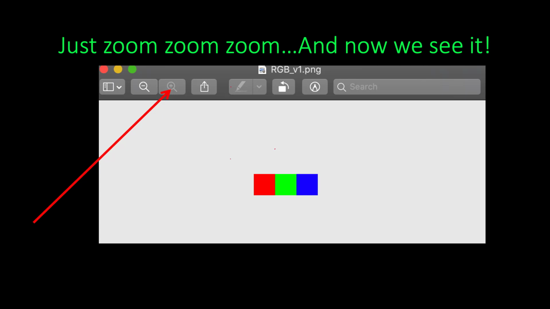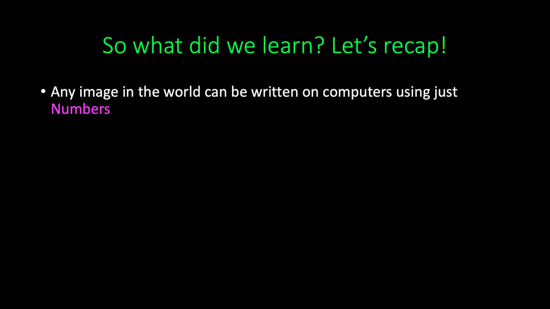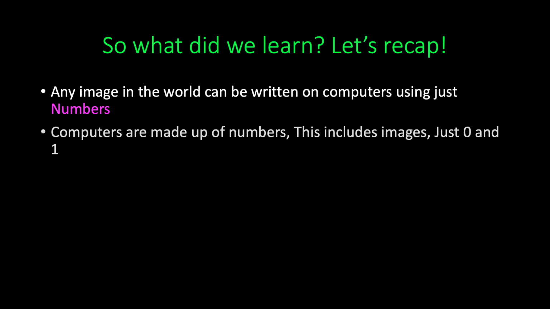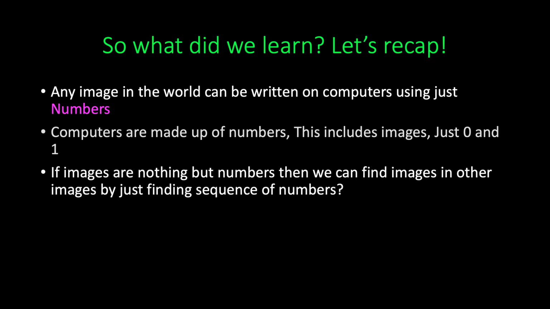So this is all powerful stuff. Let's just recap what we learned. We learned that any image in the world can be written using numbers. Computers are made up of numbers. This includes images, just 0 and 1. If images are nothing but numbers, we can find images in other images by finding sequences of numbers. There are some very powerful template ideas here. And by teaching computers what numbers mean and how to find numbers, we can do computer vision. So this is very, very powerful.